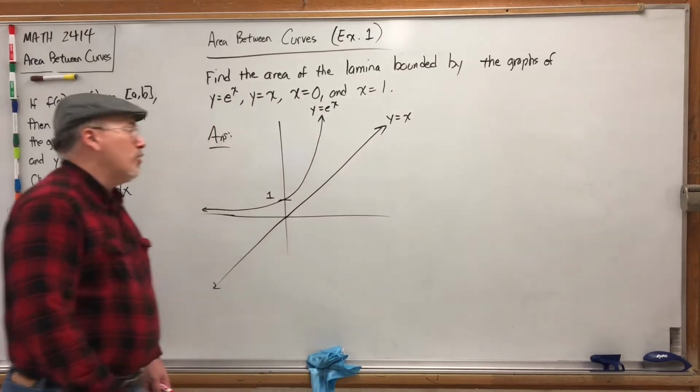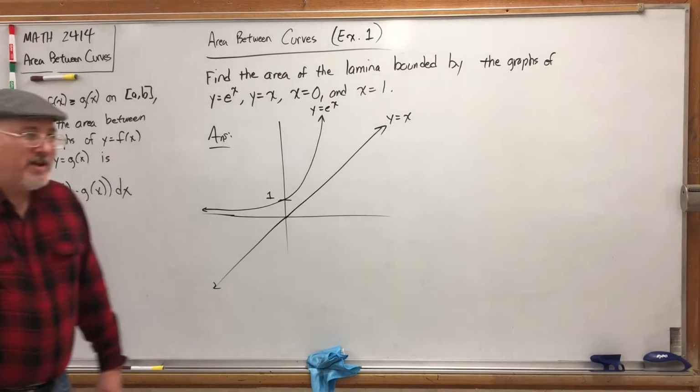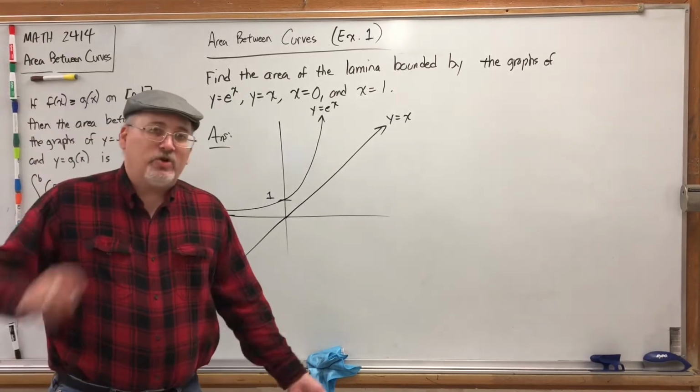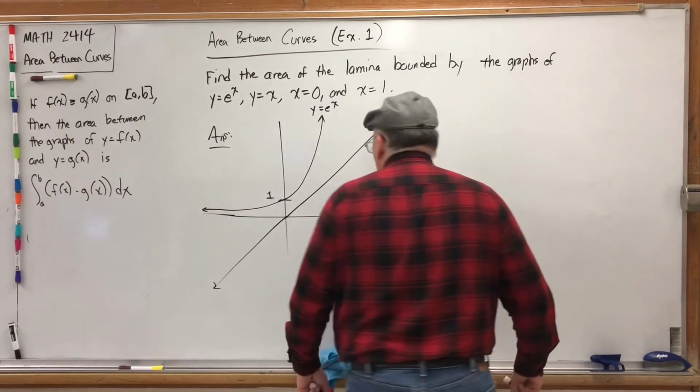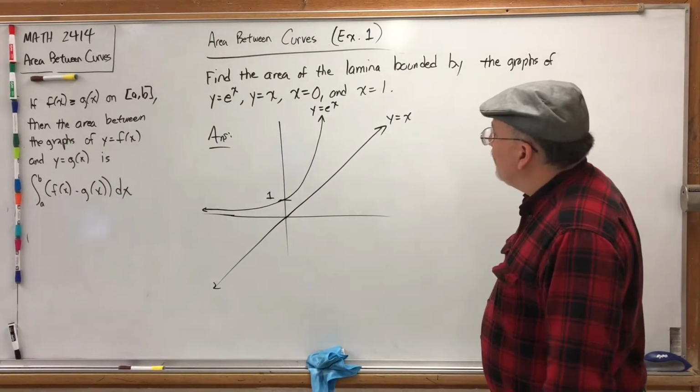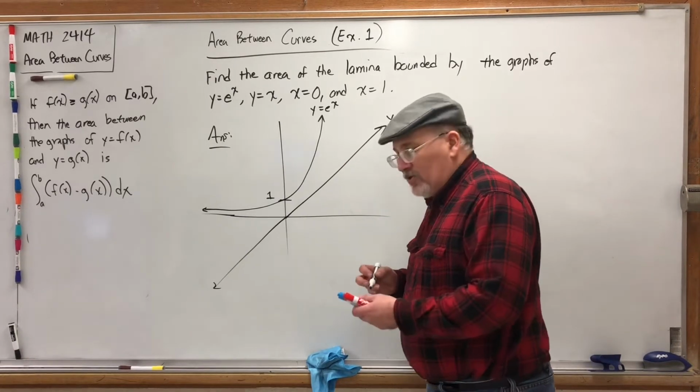And it's important to know which graph is above the other so that you set up the subtraction problem in the correct order. If you set it up in the reverse order, your answer will come out negative, at which point you just say, oops, other way around, and change the answer to positive. There's an exception to that rule, which we'll run across. Oh, but what about x equals 0 and x equals 1? Well, those are just vertical lines.